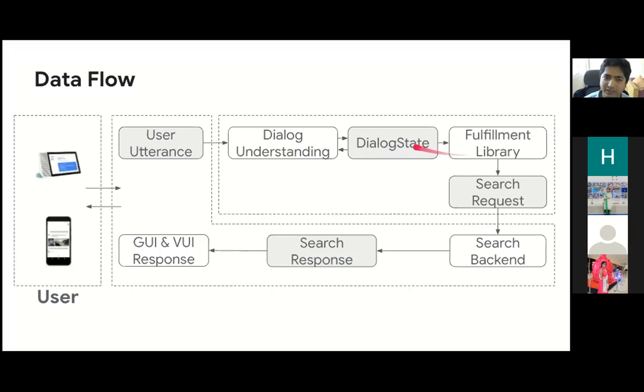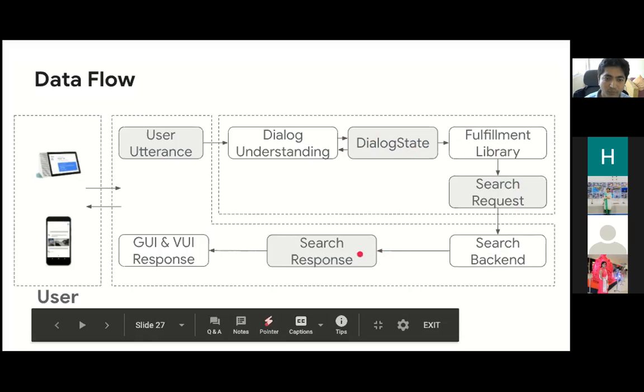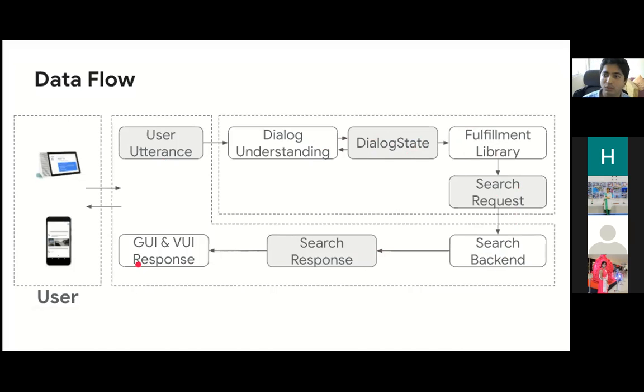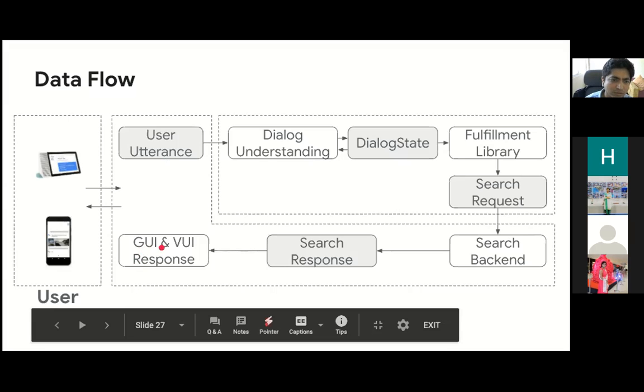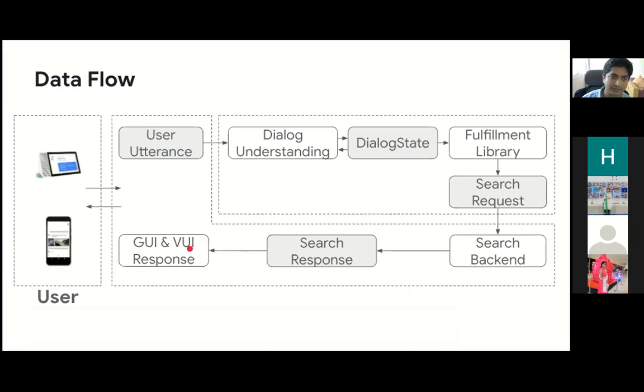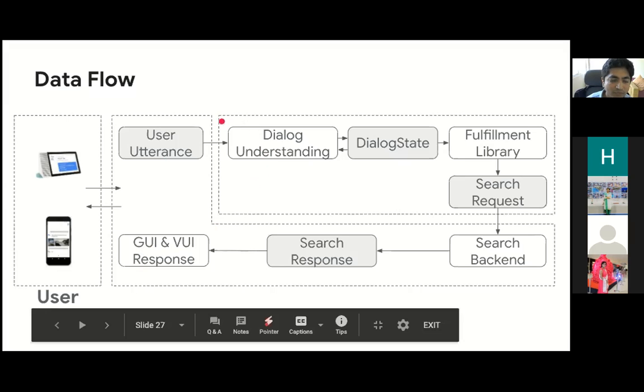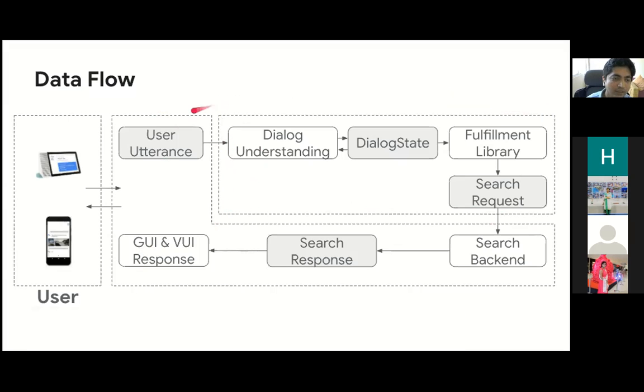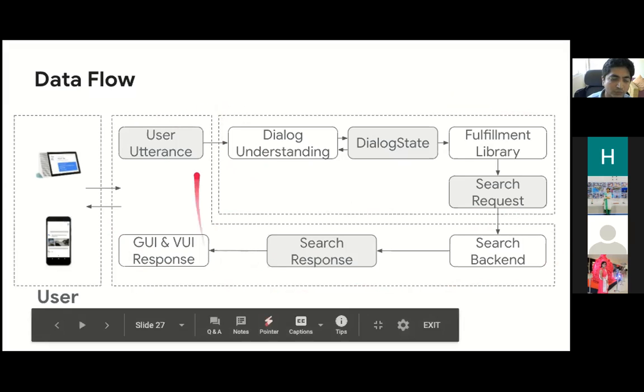Think of it this way: the request from the user is converted into a search request, which is sent to the backend, which fetches the search response. This is the fulfillment part I had mentioned. And the GUI, the UI shown to the users, is rendered here. GUI stands for graphical user interface, and VUI stands for voice user interface, which is useful in a conversational assistant. From the previous slide, this part is responsible for the conversation itself, whereas the other part is for fulfillment.